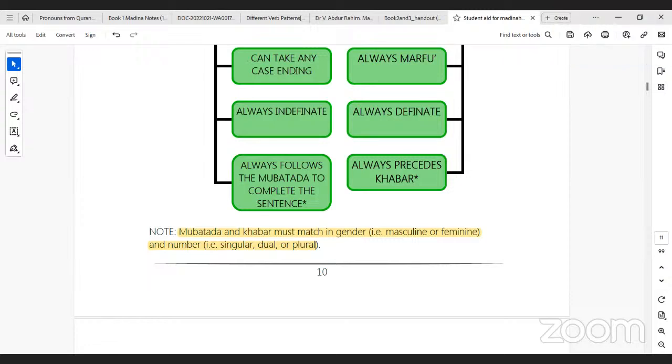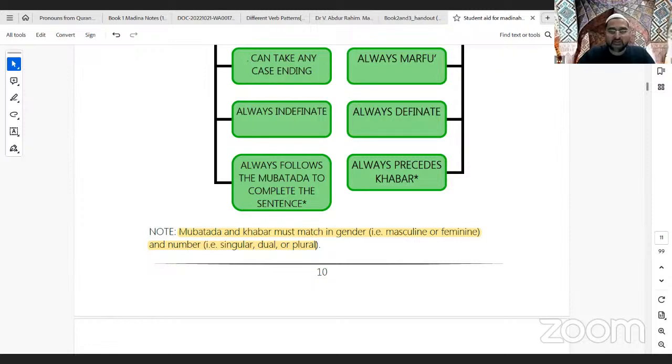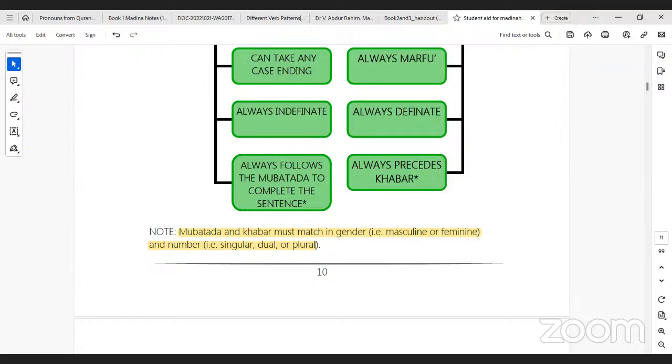No, don't do that one. That's going to confuse everyone. Choose a student. Muhammad is a student. Okay. Muhammadun Talibun. Yes, Talib. That's right. Muhammadun Talib.